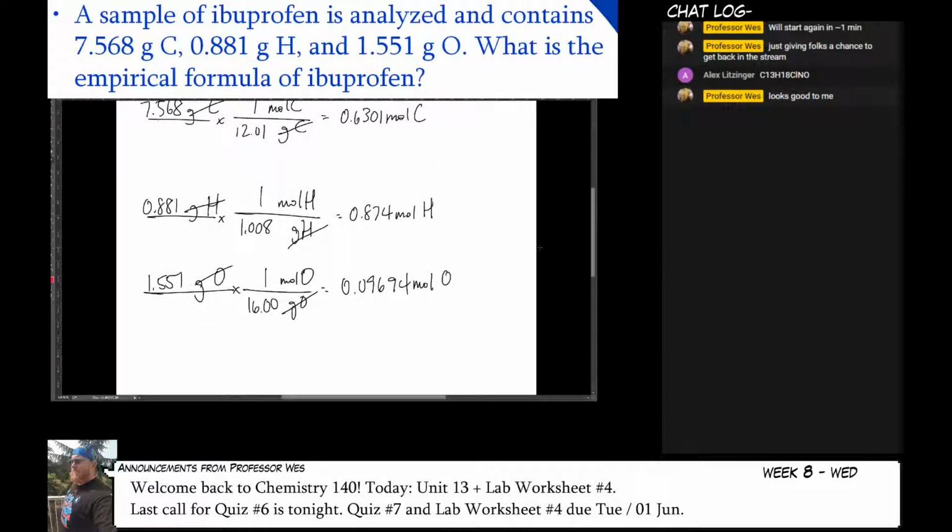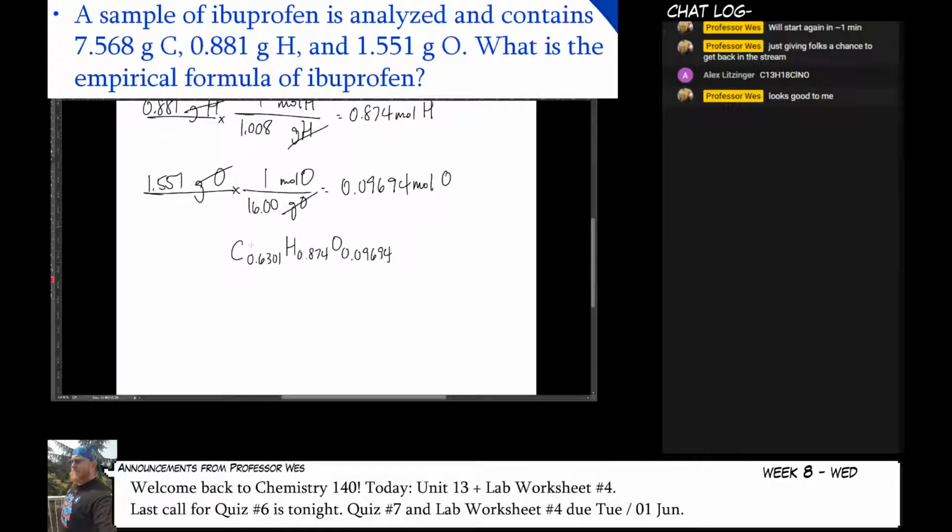So we'll make my pseudo formula down here. So C 0.6301, H 0.874, O 0.09694. We'll divide by the smallest number. That's oxygen's number. 0.6301 divided by 0.09694. And I get something really interesting here.